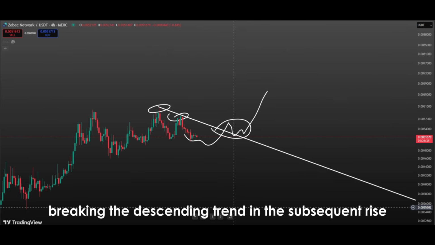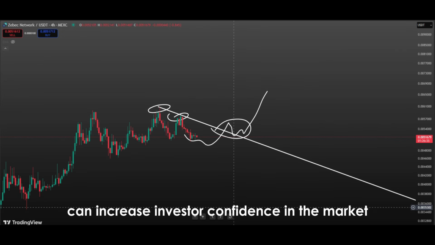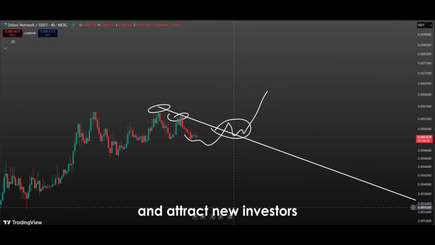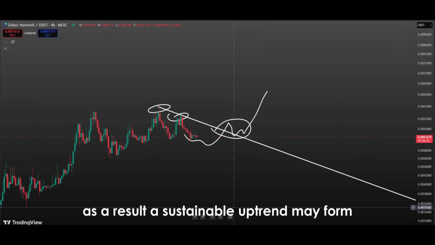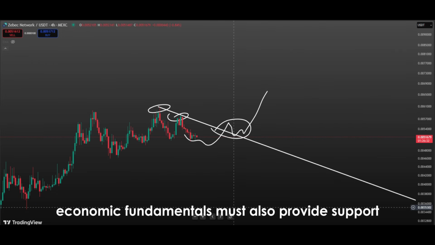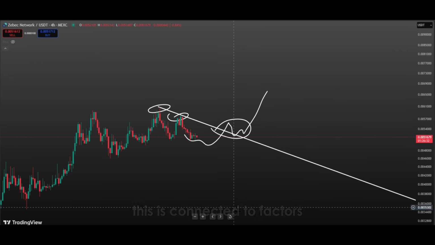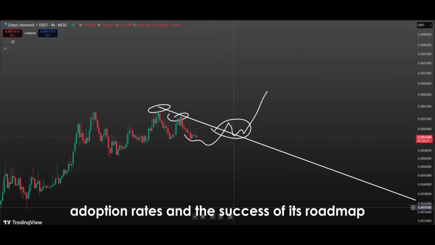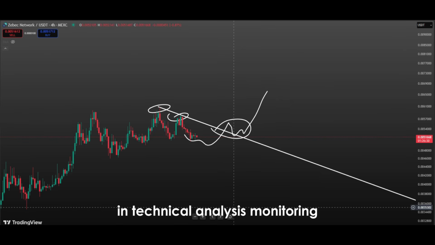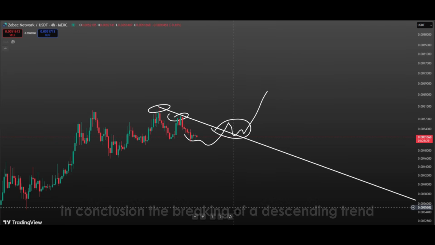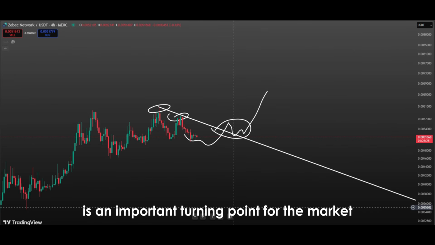In the long run, breaking the descending trend and the subsequent rise can increase investor confidence in the market. This can lead to increased market liquidity and attract new investors. As a result, a sustainable uptrend may form. However, for this rise to be lasting, economic fundamentals must also provide support. In the cryptocurrency market, this is connected to factors such as technological developments of the project, adoption rates, and the success of its roadmap. In technical analysis, monitoring support and resistance levels provides clues as to whether the trend will continue. In conclusion, the breaking of a descending trend formed by price is an important turning point for the market.